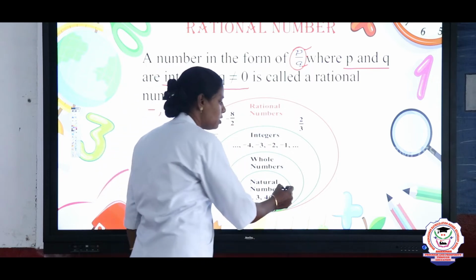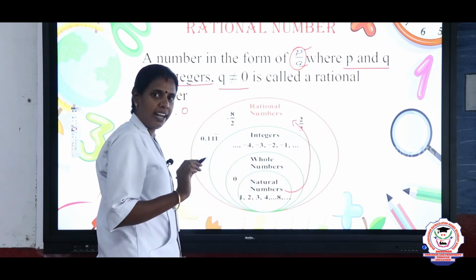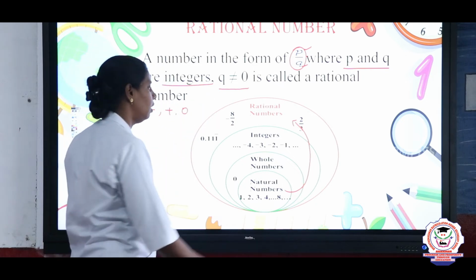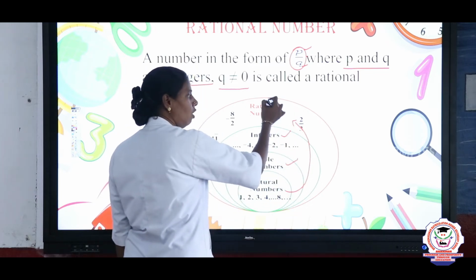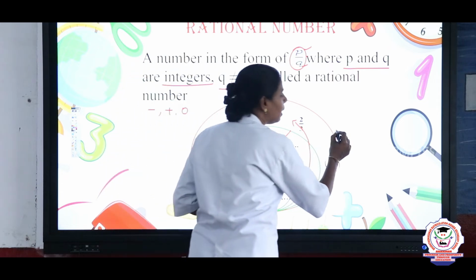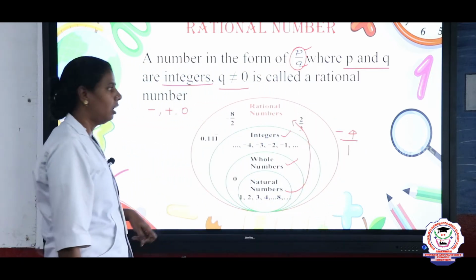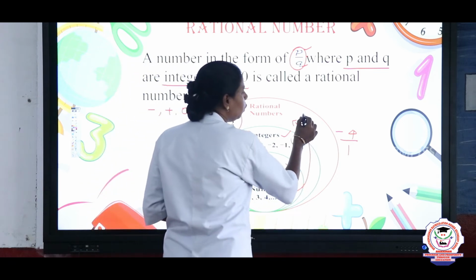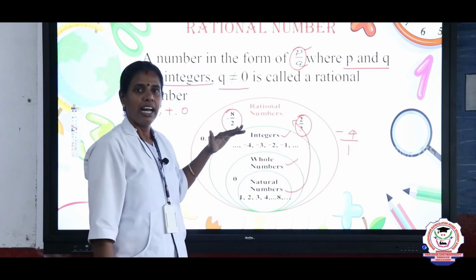All the natural numbers are rational numbers. Like 2 is a natural number, we can write 2 as 2 by 1, and it will be a rational number. All the whole numbers are also rational numbers. All the integers are also rational numbers. So, minus 4 is an integer. If I consider this minus 4 as minus 4 by 1, it is a rational number. Is it clear? So, minus 8 by 2 is a negative rational number. 2 by 3 is a positive rational number. Is it clear what a rational number is?